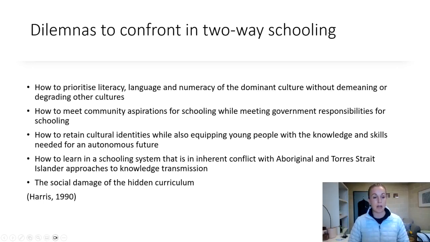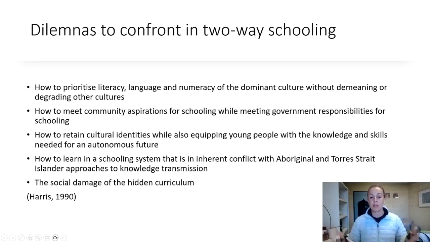Other dilemmas that he confronts include, how do we meet those community aspirations for schooling while also meeting government responsibilities for schooling? And how do we retain those cultural identities of our students while also equipping them with the knowledge and skills that they need for an autonomous future? And with that, he discusses, how do we develop this education that can give Aboriginal and Torres Strait Islander people power in the dominant culture that they live in here in Australia, as a greater Australia. And parents want that power for their children so that they can be economically successful, I guess, in the world that they're living in, and to lead different aspects of Aboriginal communities too.